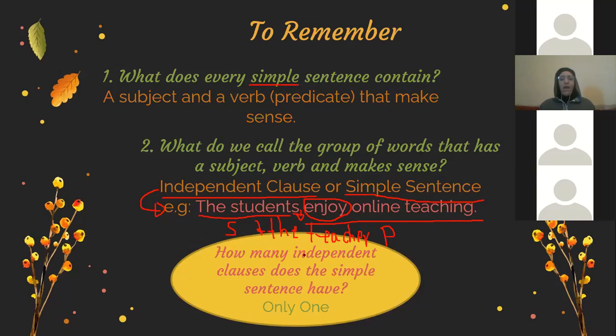Okay, so as a conclusion, how many independent clauses does the simple sentence have? Only one. You see, only one. So one independent clause equals one simple sentence. They are equal. One independent clause, one simple sentence.